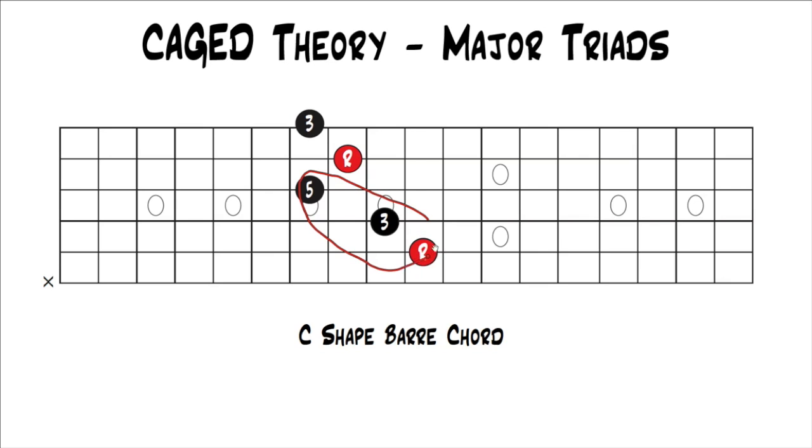You have one right here, one right here, and one right here. So now, just memorizing the C shape bar chord, you have 3 triads that you automatically can find quickly anywhere on the fretboard.